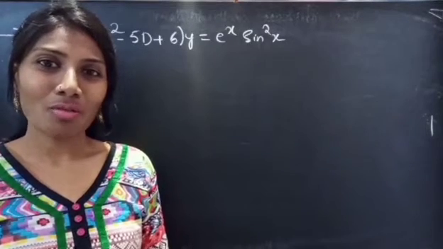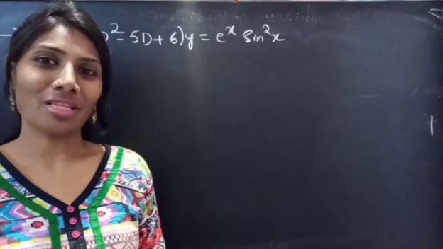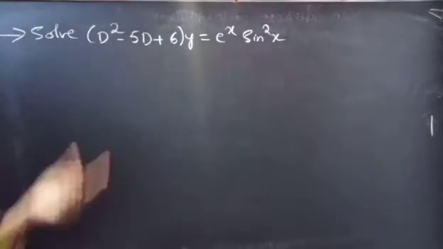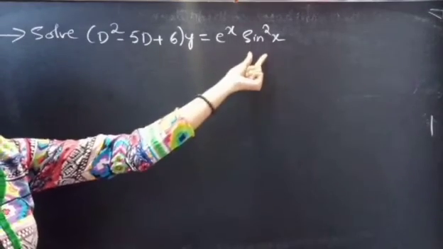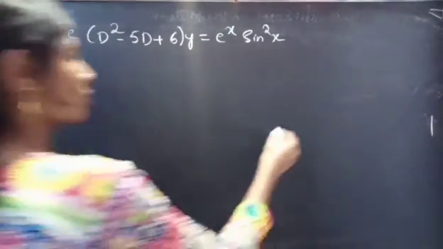In this video, we are going to solve a differential equation from higher order linear differential equations. So let's get going. Problem: solve (D² − 5D + 6)y = e^x sin²x. Firstly, let's find the order and degree of the given differential equation.